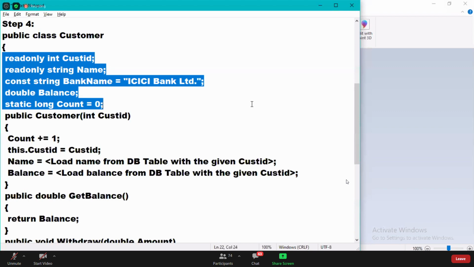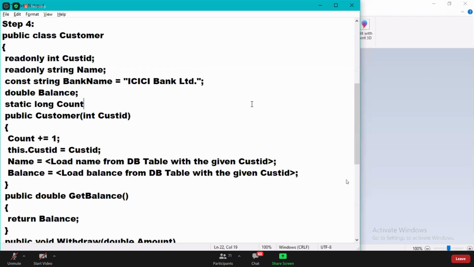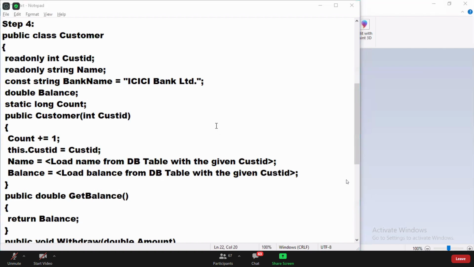I want to count the total number of transactions. That's why I'm using count. No need, even if you don't initialize it to 0, no problem. Default is 0 only. Understood, guys? Default is 0 only, Amit. No need to write it.